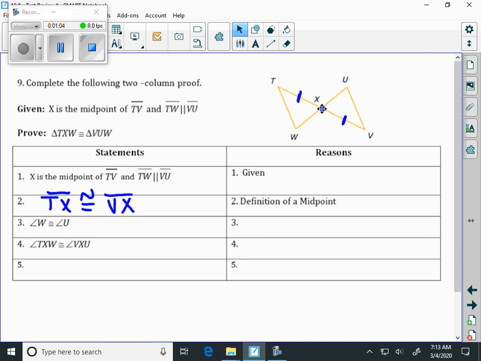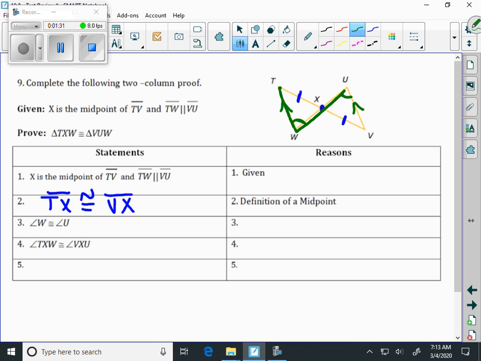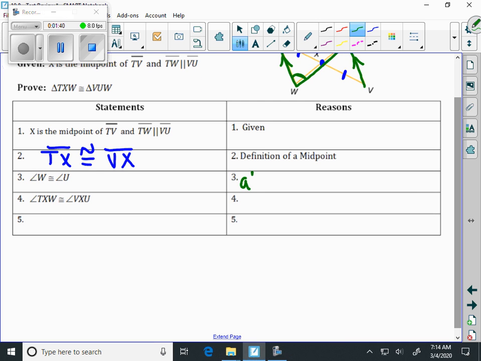The next statement says that angle W is congruent to angle U. Well, something I didn't mark up in the triangle originally, and I should have, because we dealt with the X as the midpoint of TV, but we also have TW is parallel to VU. And once we know that, we've got two parallel lines cut by a transversal. And consequently, oftentimes when we see parallel lines in a problem, somewhere in here we're going to have to say alternate interior angles are congruent.